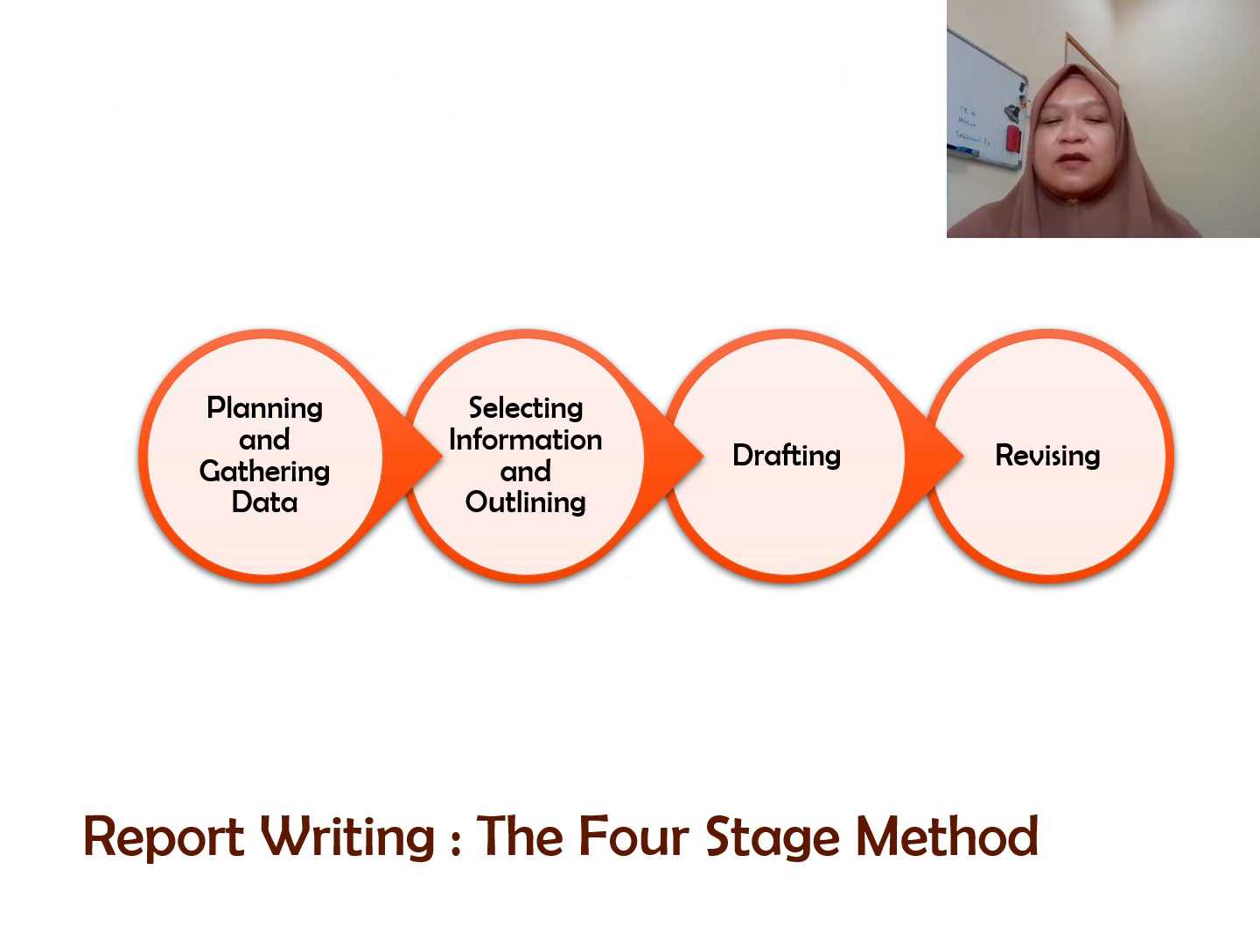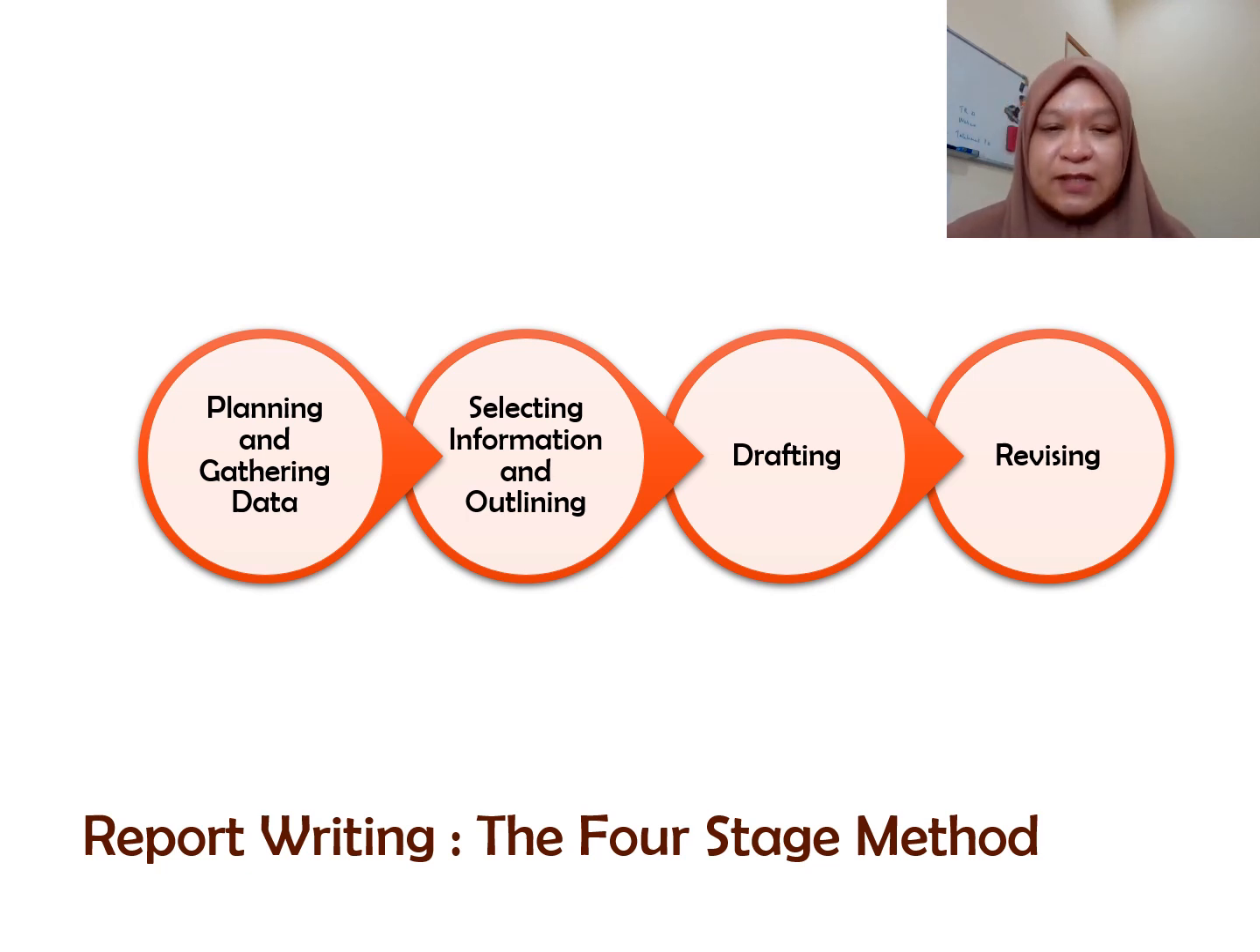Okay, how to write a report? Basically there is a 4-stage method on how to write a report. The first one, you need to plan: planning and gathering data. So you have to plan what you want to write, what you need to do, and after that you have to get the data, because without data you cannot start writing.